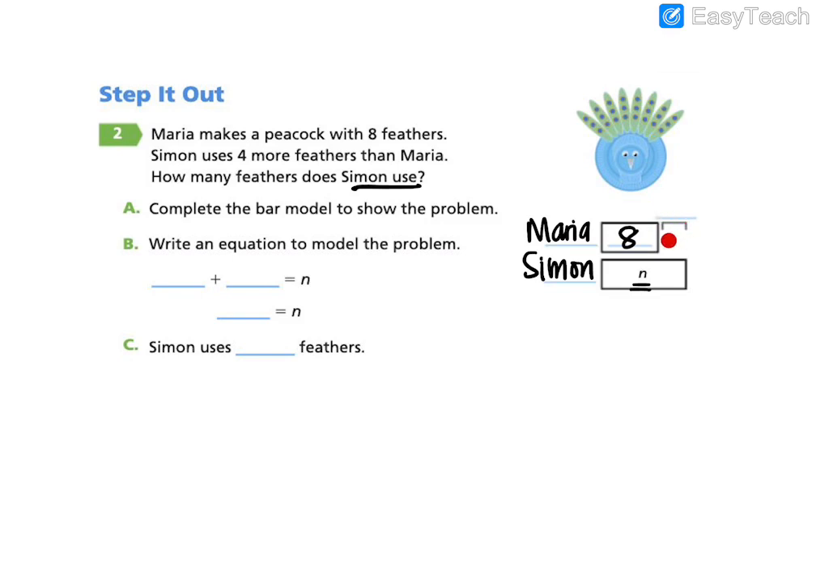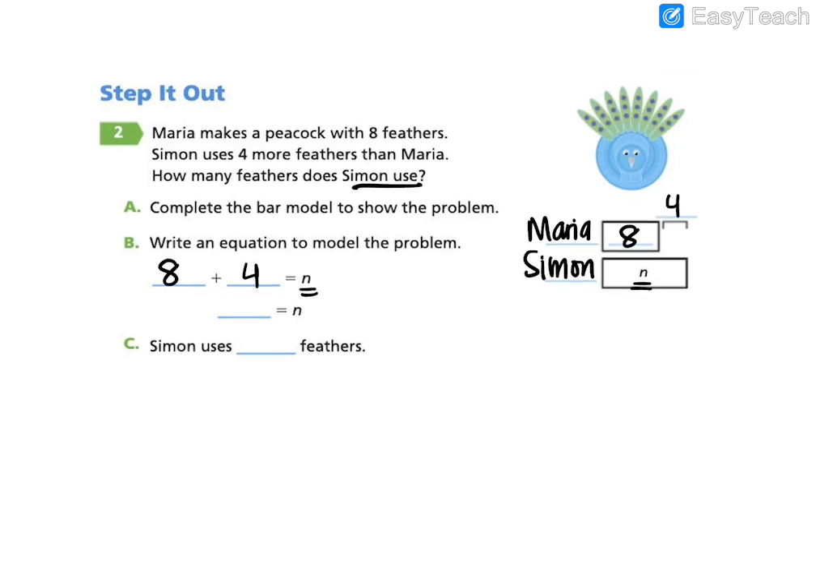Now over here, it's showing us that more, right? Well, how many more does Simon use than Maria? Simon uses 4 more feathers. So in order to find what Simon uses, n, we noted that it's the 8 Maria used plus 4 more. So Simon uses 12 feathers.